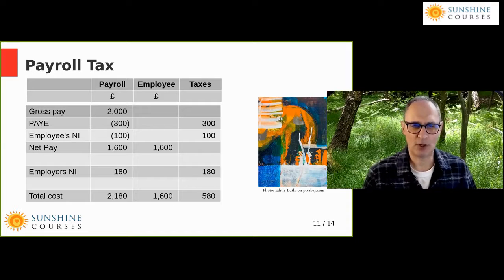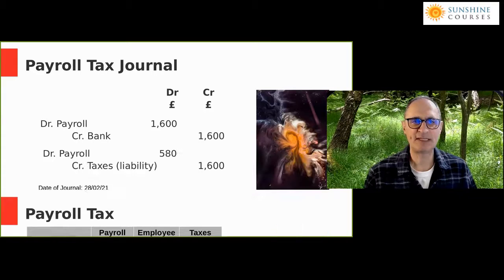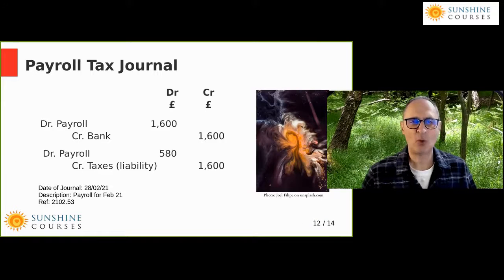So how does the journal work? How do you account for this? Remember, £1,600 is paid to the employee, £580 is paid to the government, and we want the total payroll cost to be £2,180. So this is how you account it. When you pay the employee, the entries are quite simple. Debit payroll, £1,600, credit bank, £1,600. And typically when you enter the payment, it's pretty simple and straightforward to do so.